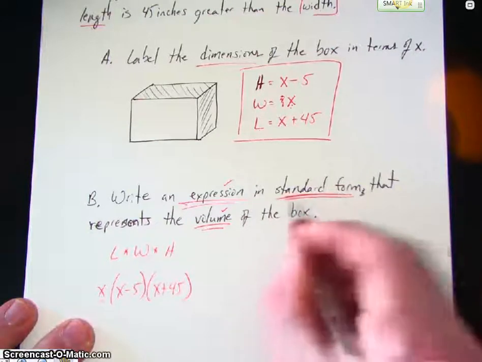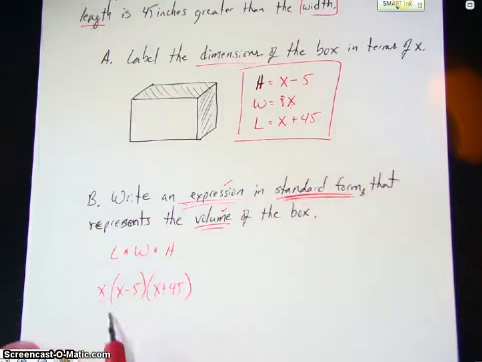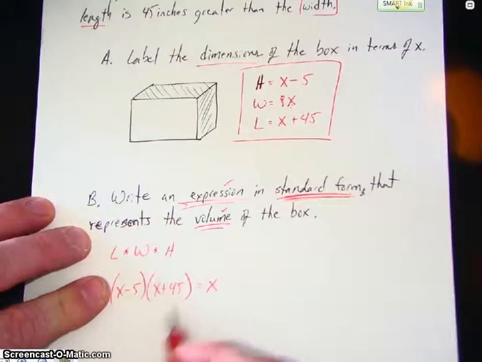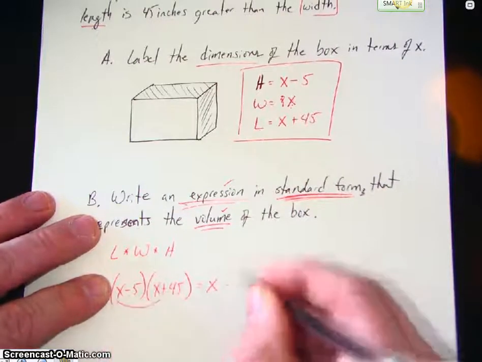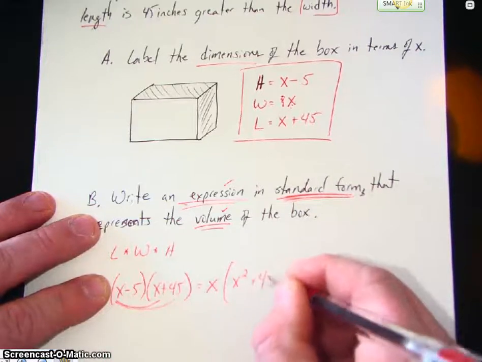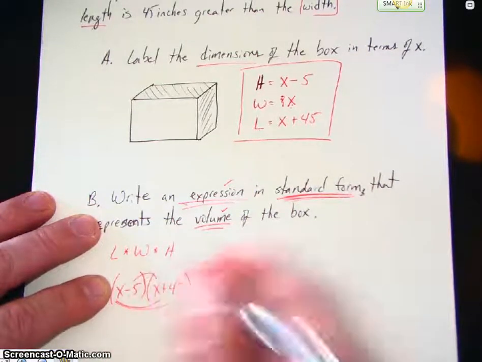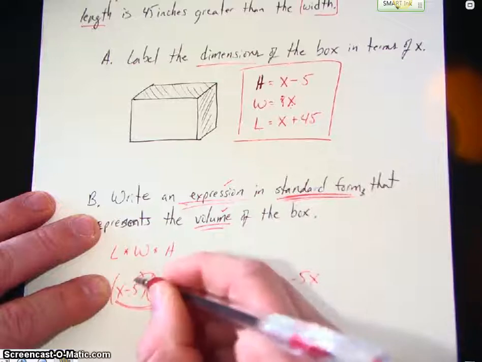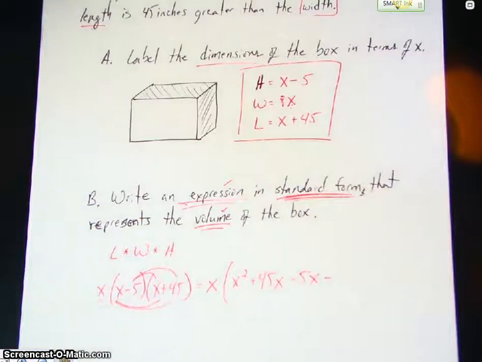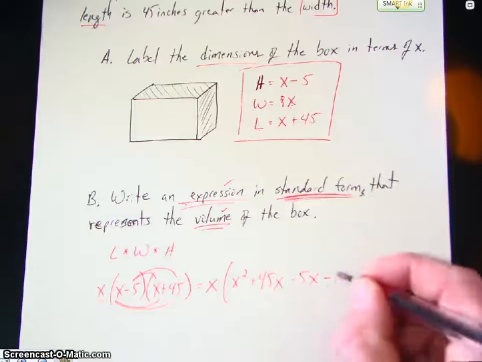But this right here is very important. It says standard form. That means I have to actually multiply this out. All right, so the first thing I'm going to do is I'm going to FOIL these two. So I'm going to do x times x, x squared, x times 45, negative 5 times x, and negative 5 times 45. So that's negative, I have to get the calculator here. I'm having a brain fart. It's 225.